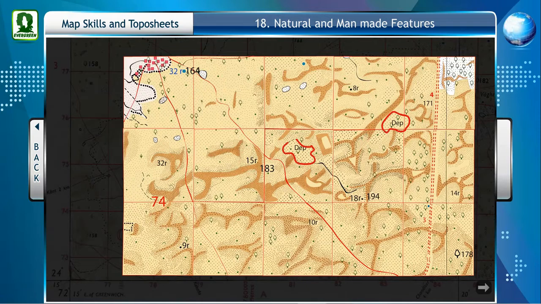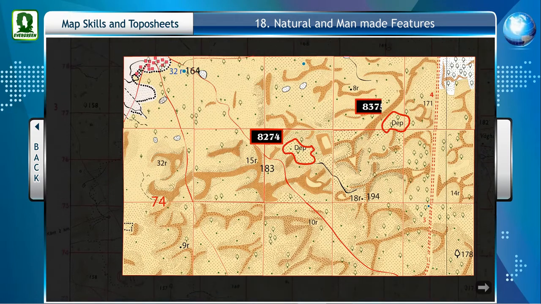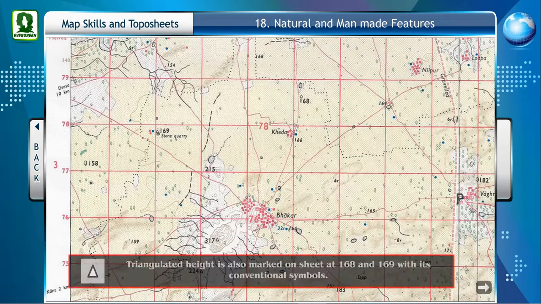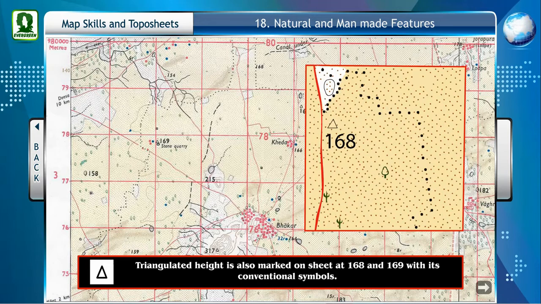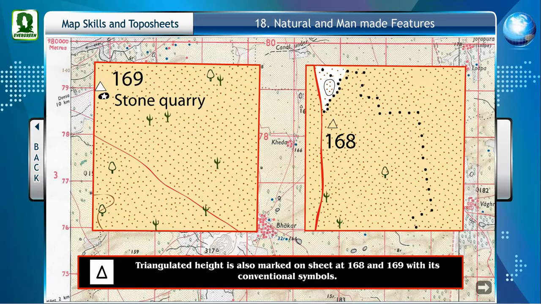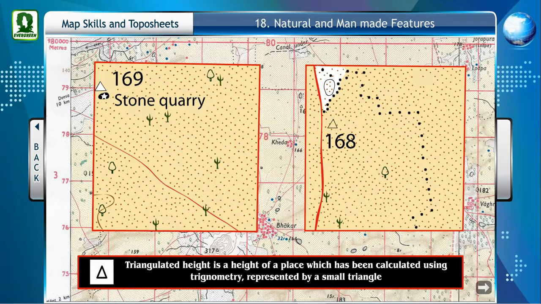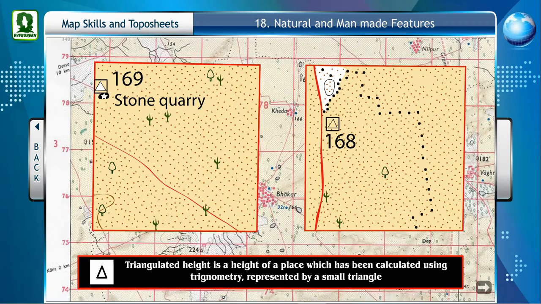You can also see depressions marked on the sheet at grid 8274 and 8375. Triangulated height is also marked on sheet at 168 and 169 with its conventional symbols. Triangulated height is a height of a place which has been calculated using trigonometry, represented by a small triangle. Example 540.